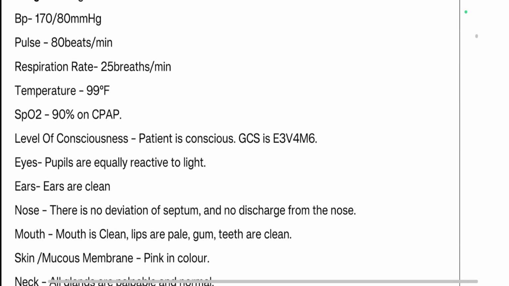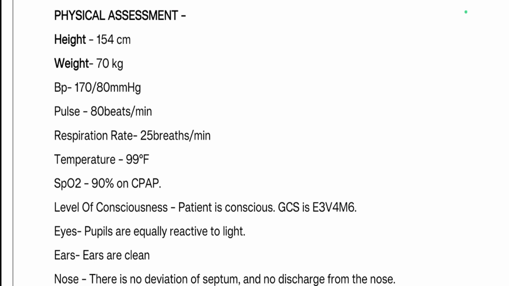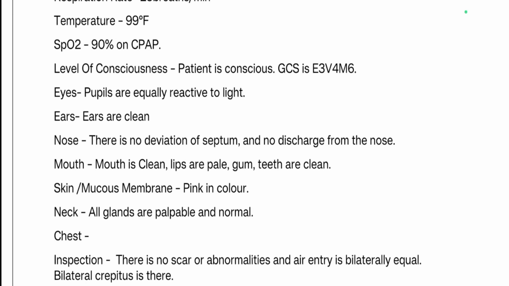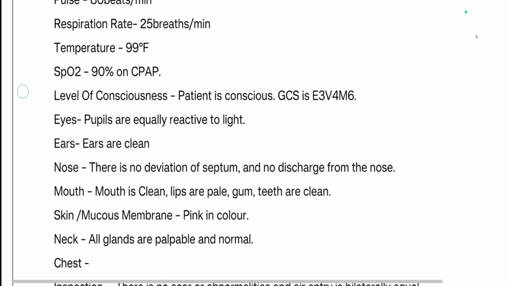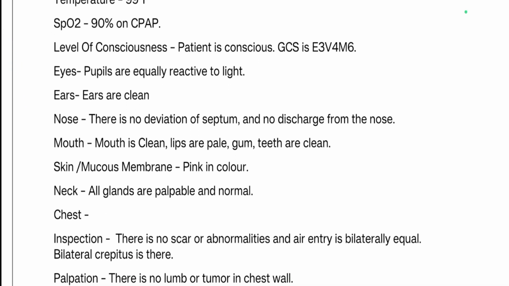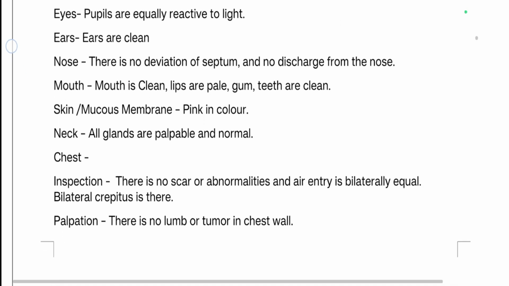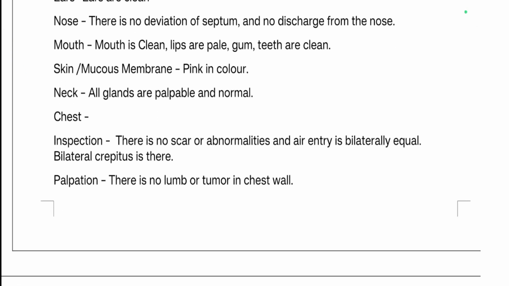So next, the physical assessment of the patient, head to foot examination: height, weight, blood pressure, pulse, respiration, temperature, SpO2 level, level of consciousness, eyes, ears, nose, mouth. According to that, in which area the patient has the problem should be written. In a nursing care plan, you don't have to write the detail, you can write only the abnormal areas, meaning the areas in which the patient has the problem.